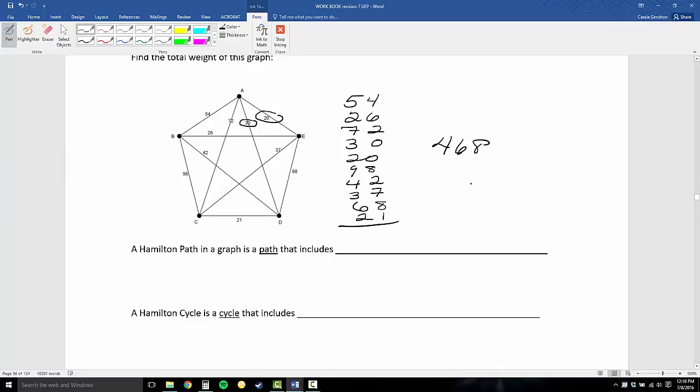Now, when we're talking about weights of things and trying to find routes of least value or greatest value, we talk about something called Hamilton graphs, Hamilton paths, and Hamilton cycles. A Hamilton path in a graph is a path that includes every vertex exactly once.